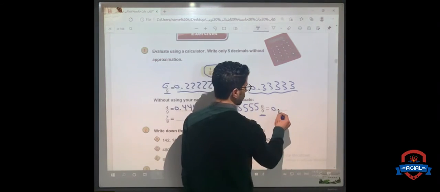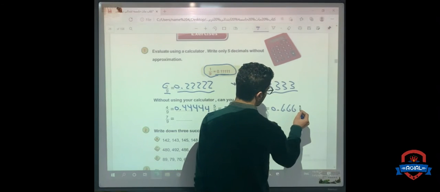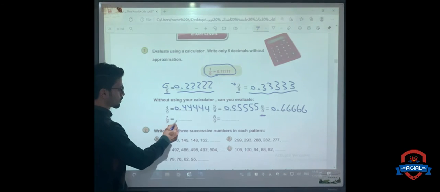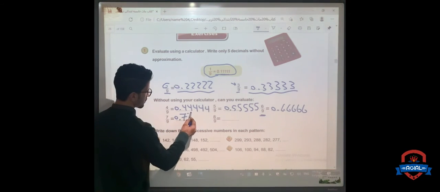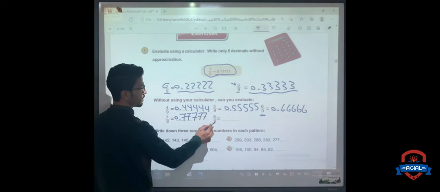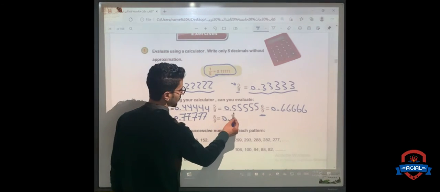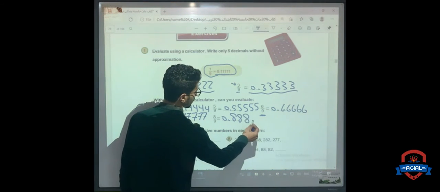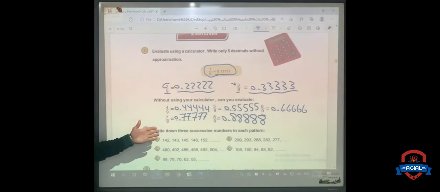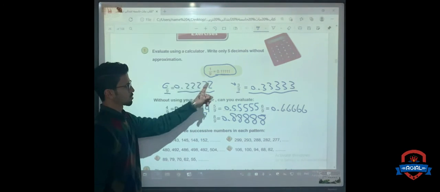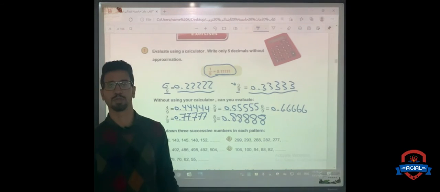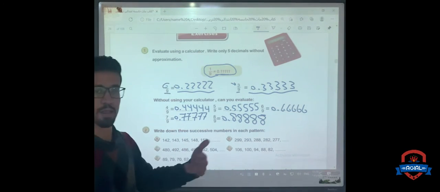have 0.6666 and so on. And we have 7 over 9, so we have 0.77777, and we have 8 over 9, so we have 0.88888 and so on. So we deduce these values from just 3 examples. So we can use numerical patterns to deduce some things in our life, or to deduce the next number.